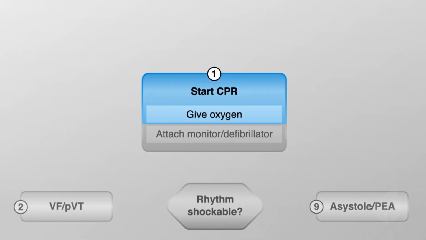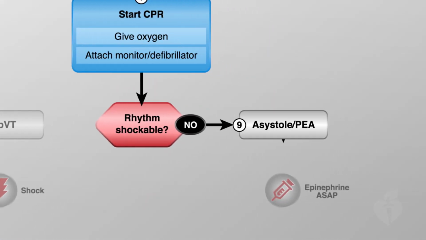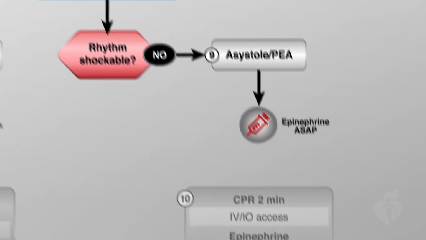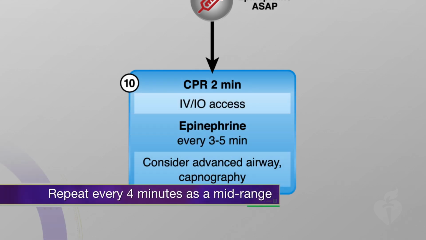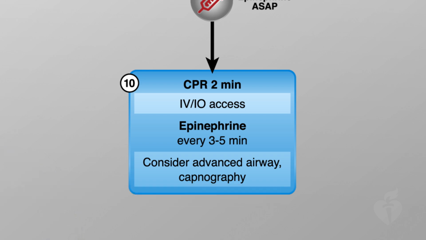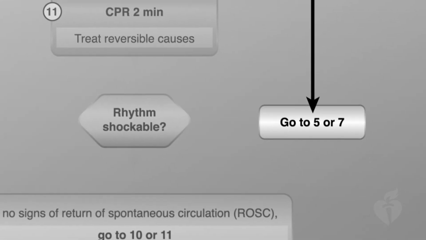The asystole PEA pathway is the option when the patient has a non-shockable rhythm after initial CPR. Give 1 milligram of epinephrine without interrupting CPR, repeated every 3 to 5 minutes, or every 4 minutes as a mid-range, which corresponds to every other rhythm check. If the rhythm after step 10 is shockable, go to step 5 or 7.